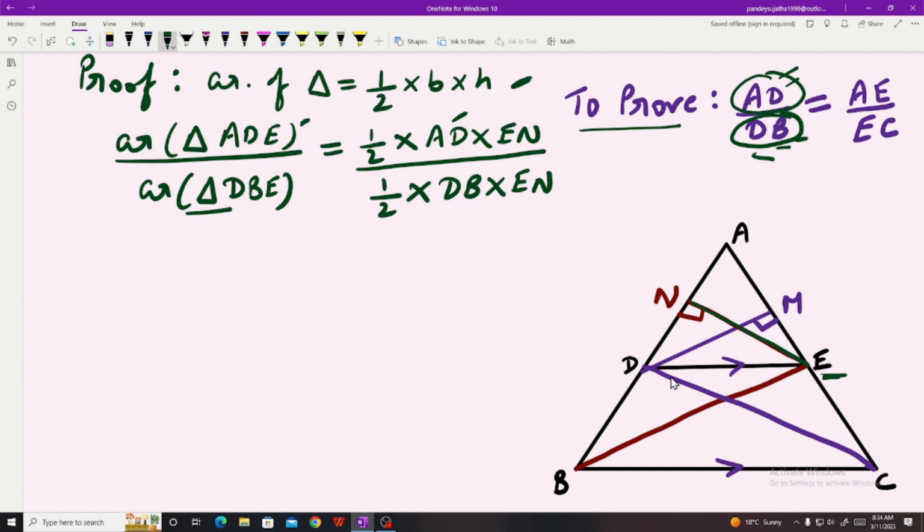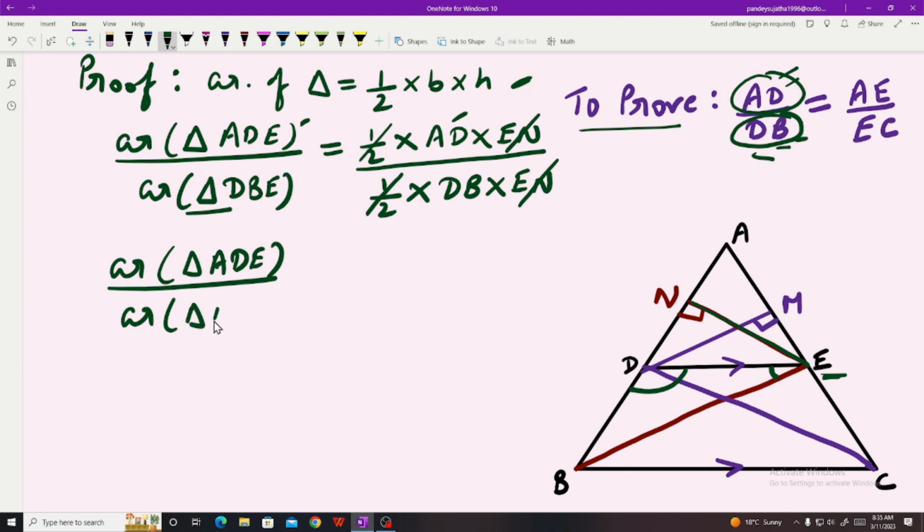And just now you may be thinking that why the height is outside the triangle. Whenever a triangle is an obtuse angle triangle and the perpendicular is drawn from the vertex of acute angle, then the height lies outside the triangle. So now cancel what is common. EN and EN gets cancelled. So we are left with area of triangle ADE upon area of triangle DBE is equal to AD upon DB. Mark it as first equation.